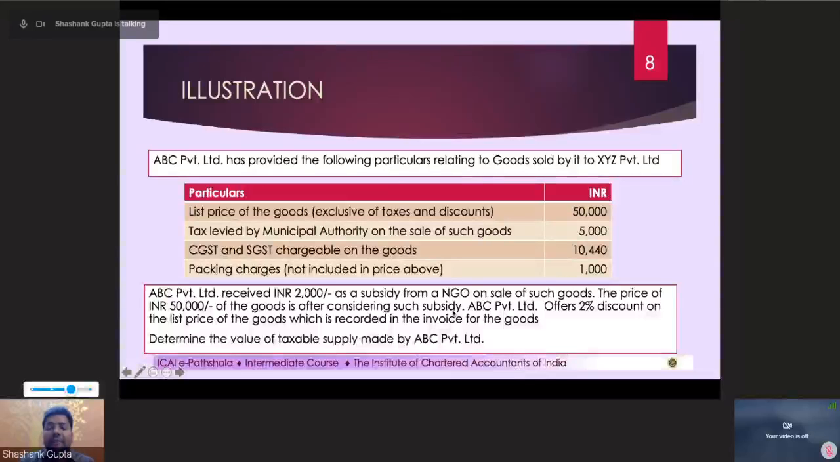So my dear friends, subsidy is a benefit, and when you are considering the subsidy, so you will reduce your value, na? Because subsidy is a benefit which has been given to you. Why will you add that value? So clearly it is mentioned that the price is after considering the subsidy, which means that otherwise the value would have been 52,000. But because he has received 2,000 rupees as subsidy, that is why this value is 50,000.